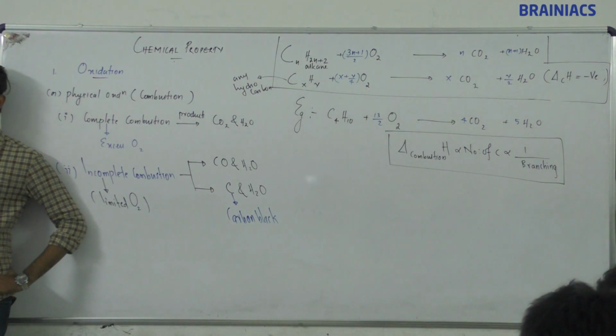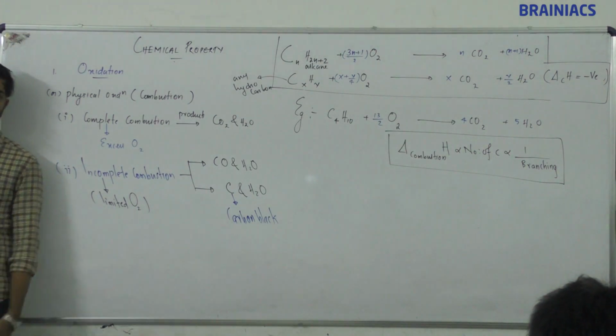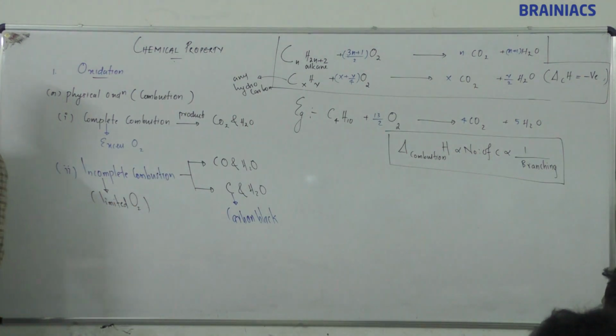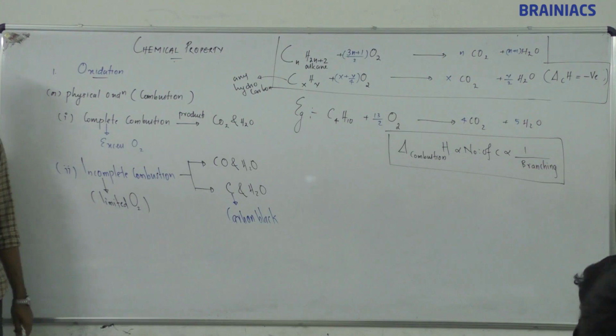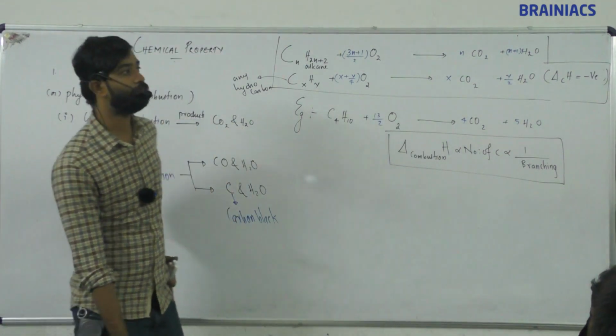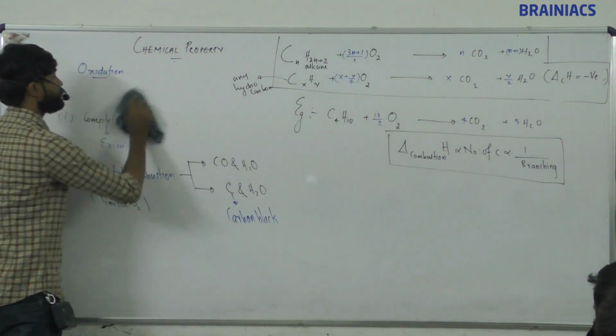It is also used in the tires of automobiles. The tires are made up of vulcanized rubber, and to give the tire a black color, they mix it with carbon black. It is also used as an ink in the printing industry. That is the use of carbon black.